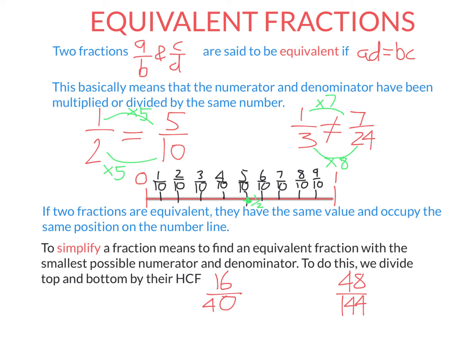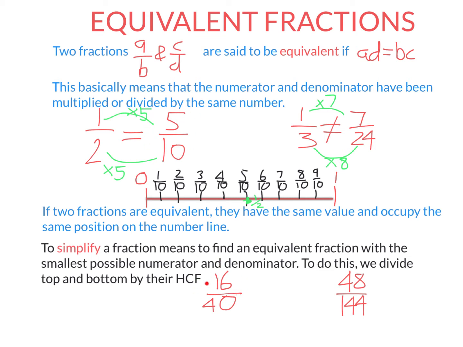So we can use equivalent fractions to simplify a fraction. When we simplify a fraction, we just find an equivalent fraction with the smallest possible numerator and denominator. So the way that you simplify a fraction is you divide top and bottom, numerator and denominator, by their highest common factor. So thinking about these fractions up here, 1/2 is simpler than 5/10. They are both equal, but this fraction has a lower numerator and lower denominator. So a half is the simplified version of 5/10.